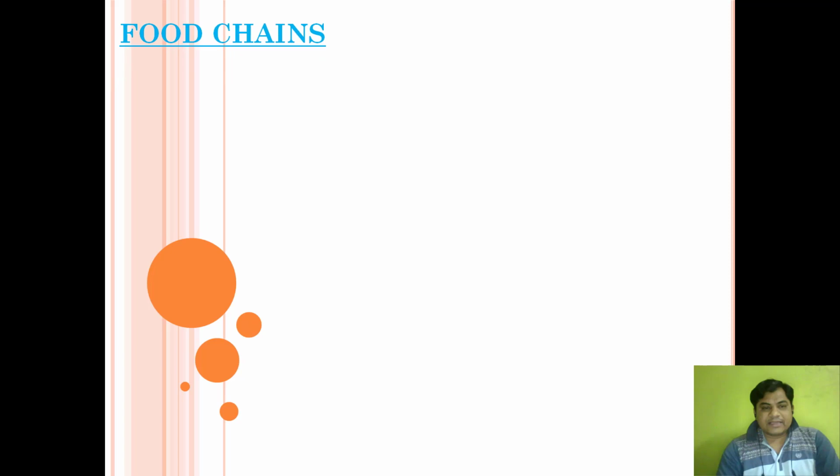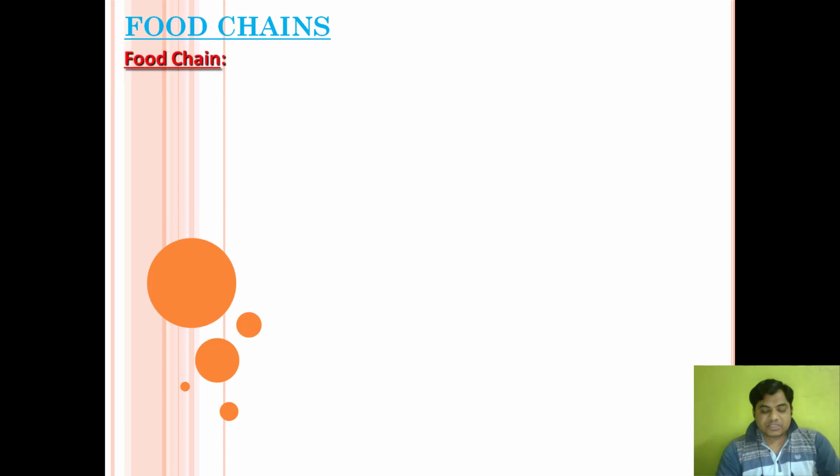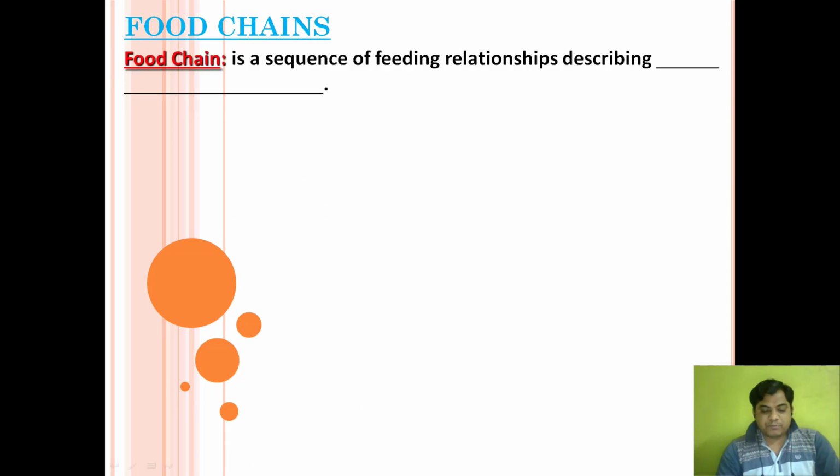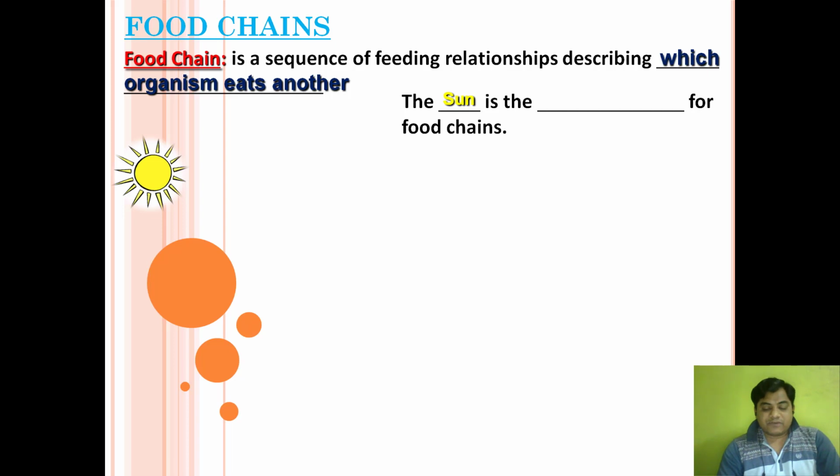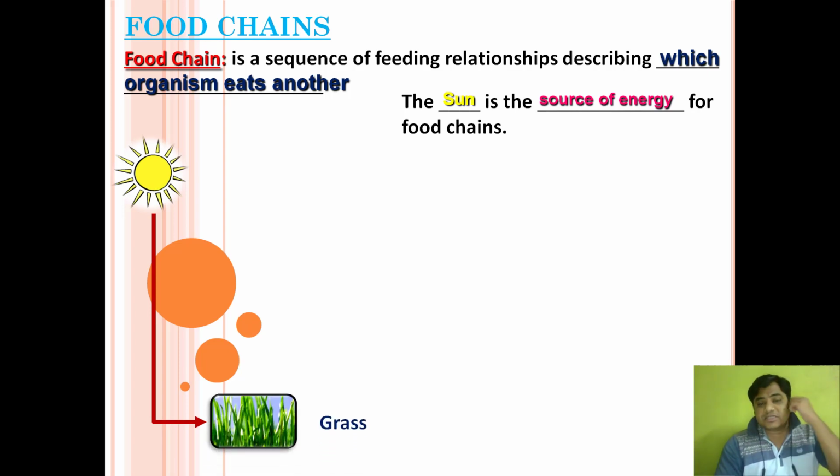Now we can move towards briefly what the food chain is and how it occurs in the ecosystem. Firstly, we can see here it is a sequence of feeding relationships that describes which organism eats another. We have already seen how an organism eats another. So see here, the sun is the source of energy for food chains. No doubt, the sun is the source of energy.